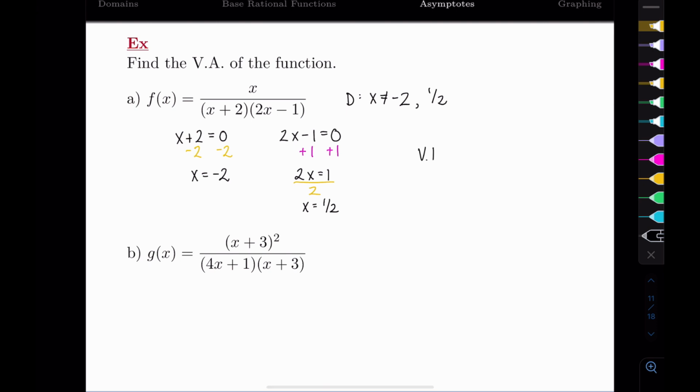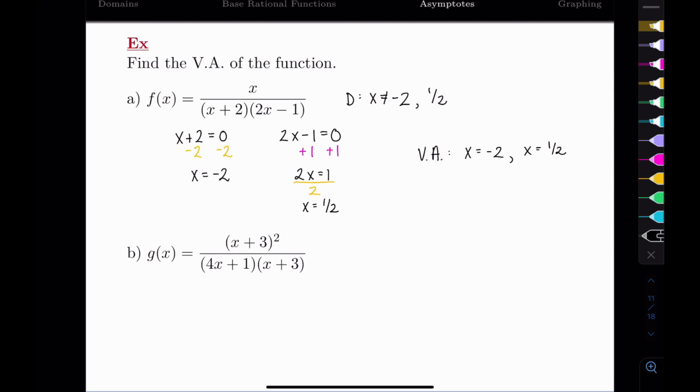We typically use VA to abbreviate this, just because it would be a lot to write. Our vertical asymptotes are going to be the equations x equals negative 2 and x equals 1/2. Remember, these are lines that the graph of the function will hug, so they should be x equals something or y equals something.